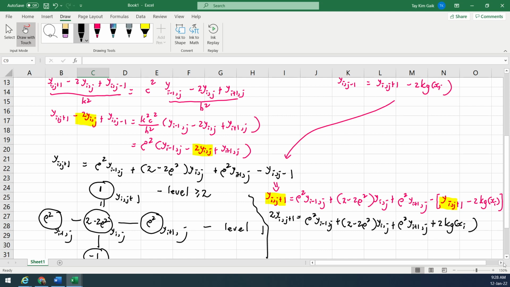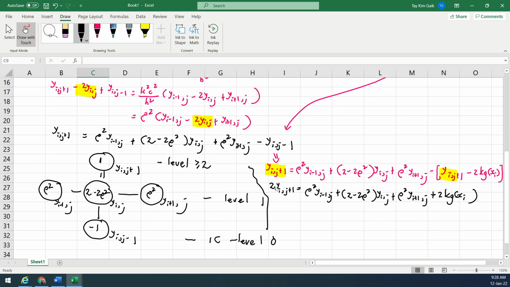So we want one time of yi j plus 1. So it will be 1 yi j plus 1. You want one time, so the right hand side is divided by 2. That's why I have rho squared divided by 2 yi minus 1 j plus it becomes 1 minus rho squared yi j plus rho squared divided by 2 yi plus 1 j plus k g xi.